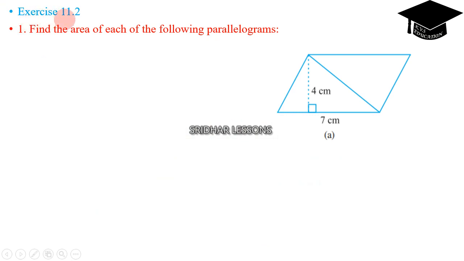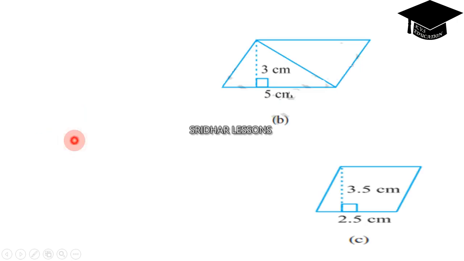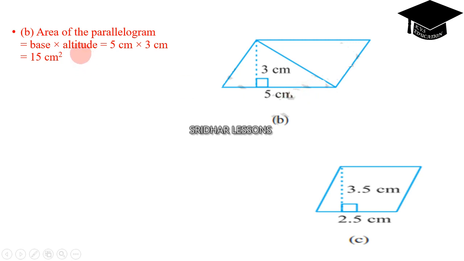We will see exercise 11.2. Find the area of each of the following parallelograms. We know the formula for the area of a parallelogram is base into altitude. If you see this picture, it is 7 into 4, which equals 28 centimeters square. And for question B, area of the parallelogram, as per the formula, is base into altitude, that is 5 centimeters into 3 centimeters, which equals 15 centimeters square.